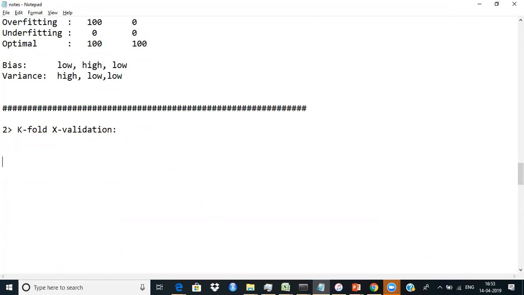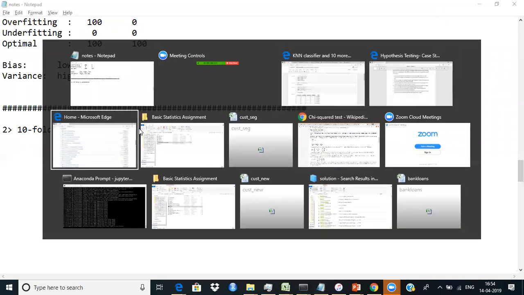K-fold cross validation में क्या होता है, आप अपने डेटा को, let's take a value of k, को एक वैल्यू दिया जाता है, usually 10 दिया जाता है, इसको बोलते हैं 10-fold क्रॉस वैलिडेशन। 10-fold क्रॉस वैलिडेशन में आप क्या करते हो, आपका जो डेटा है उसको आप इक्वल 10 टुकड़ों में तोड़ते हो, ठीक है। तो let's take an example.